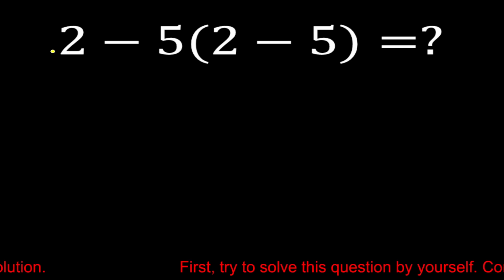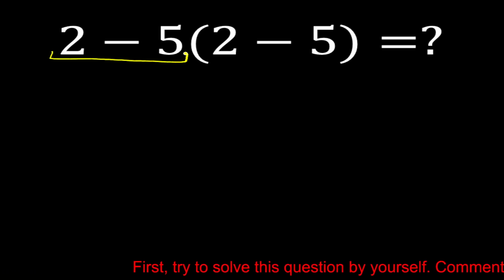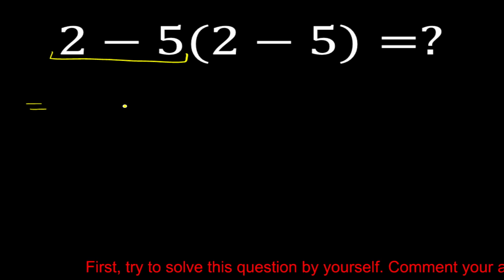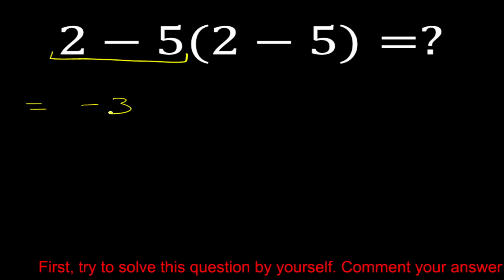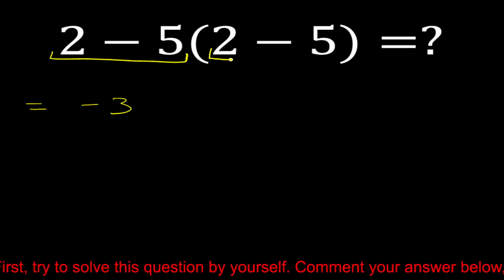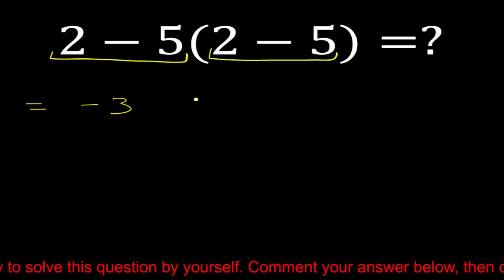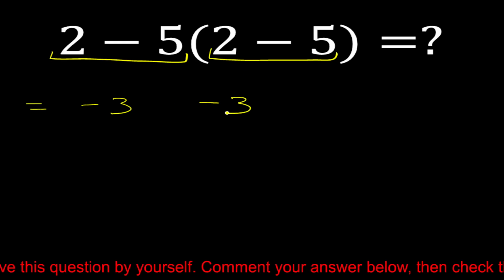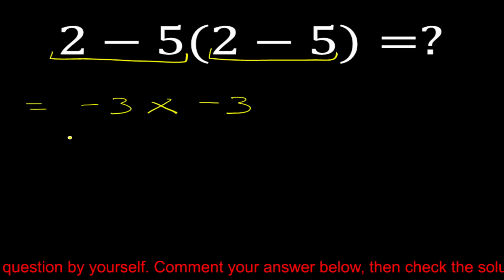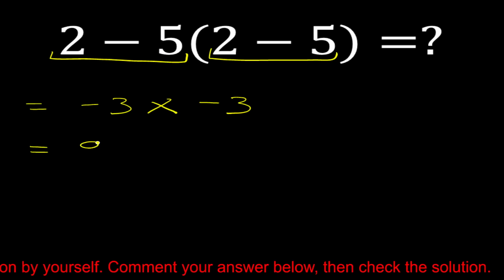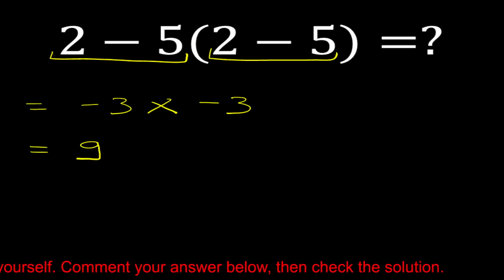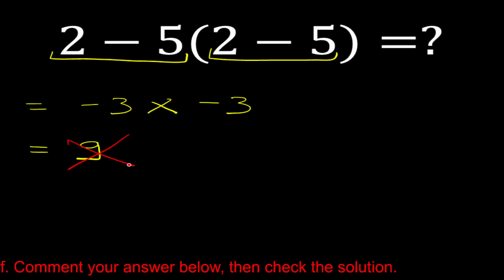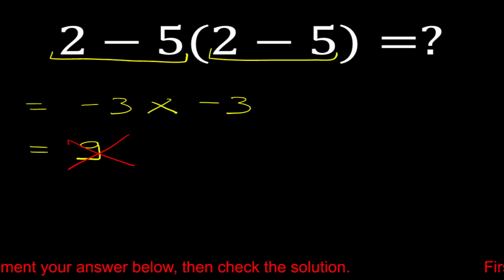So most people solve this question like 2 minus 5 is equal to minus 3. Then again 2 minus 5 is equal to also minus 3. Now minus 3 multiply minus 3 is equal to 9. Okay, but this answer is completely wrong. This answer is not correct.